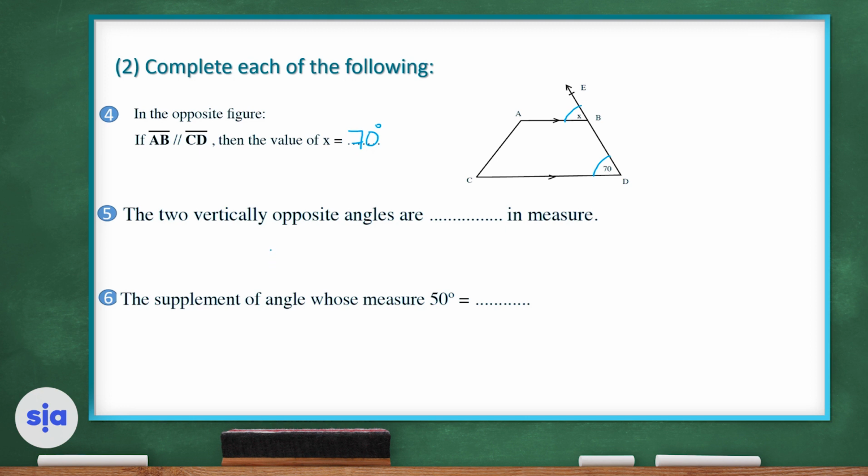Question 5: the two vertically opposite angles are equal in measure. Question 6: the supplement of an angle whose measure is 50 degrees is... we know that the sum of supplementary angles is 180 degrees, so the supplement is 180 minus 50, which is 130 degrees.